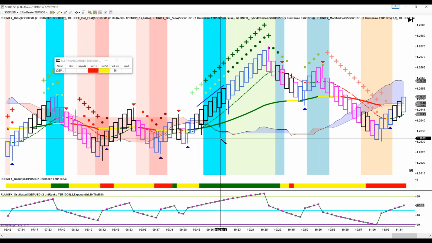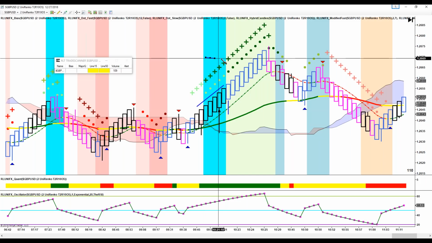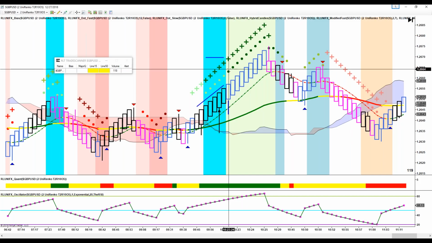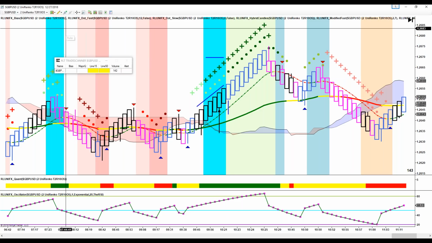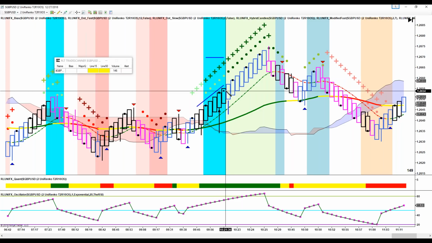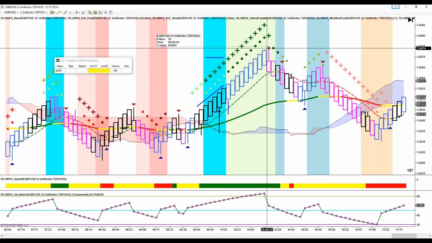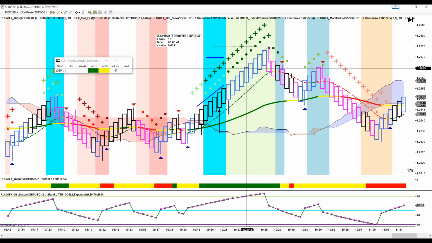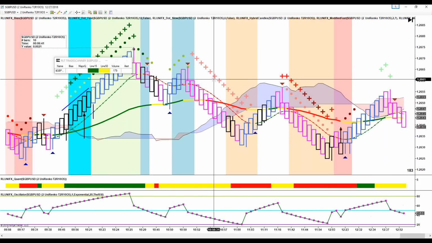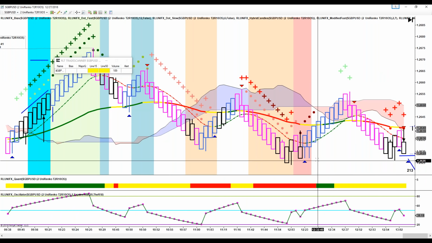Right here, you're above the cloud. This is slightly weaker background bias, but if you get a real great entry, you can take it. And this is a very, very nice winner. 21 pips. This is going to evolve very quickly into green. Now, I wouldn't take anything here.